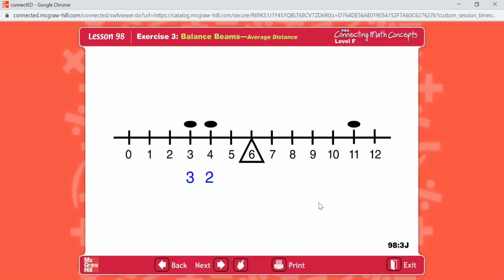Please open your workbook to lesson 98 and find part 1. You're going to find the balance point for this line. The line starts at 0. Remember, it's just like working an average problem. To find the balance point, we figure out the total distance of the weights from 0 and divide by the number of weights. Figure out the totals for the weights and write the numbers in the boxes. Pause the video now to work it.